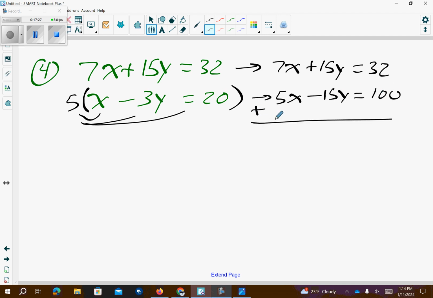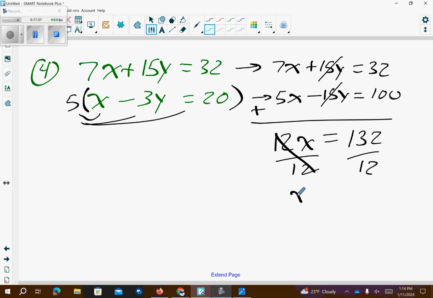Let's add these together. That's going to give me 12x. These cancel. Equals 132. Divide each side by 12. And I'd use a calculator. 132 divided by 12 is 6. Is that right? 2. Nope, I'm off.